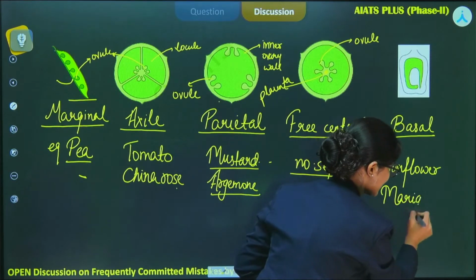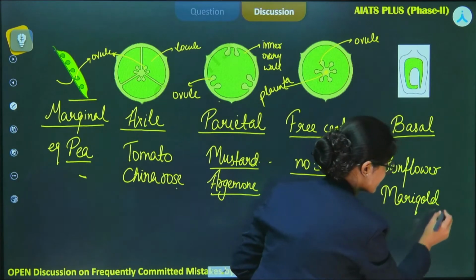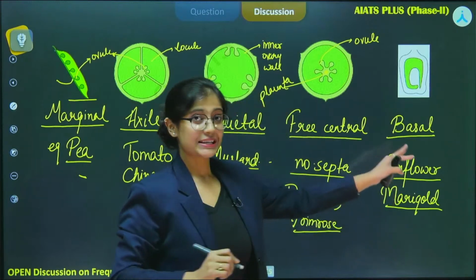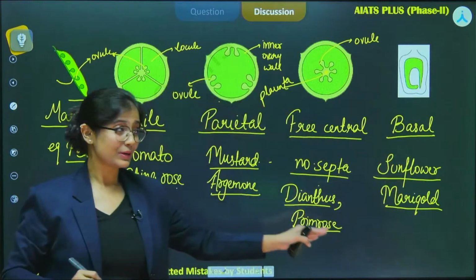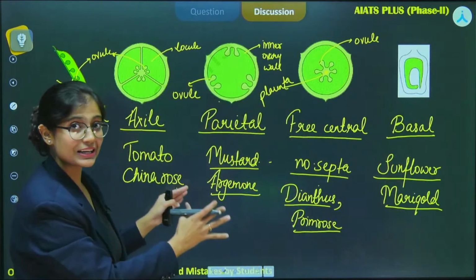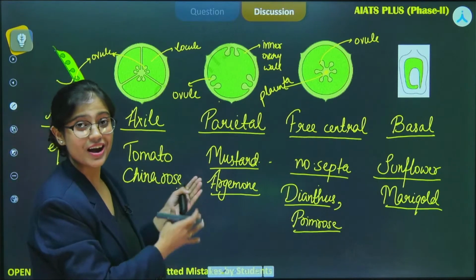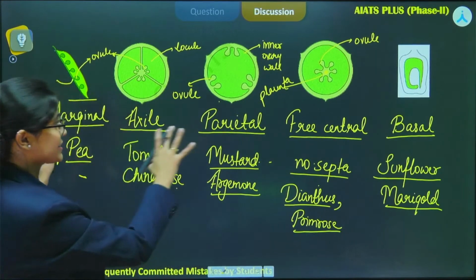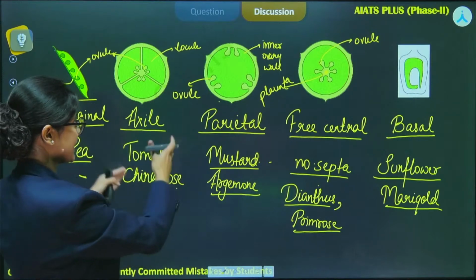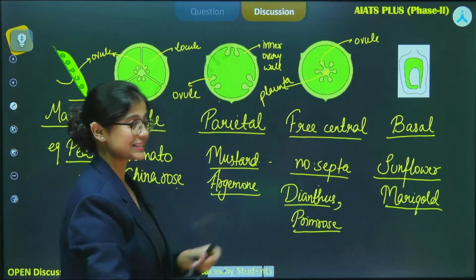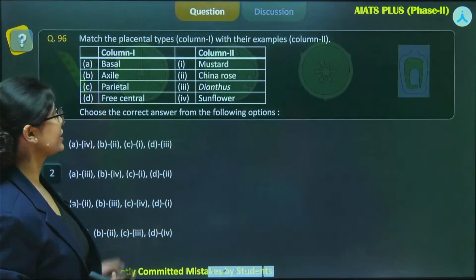So this is how we connect the concepts that I have told you, the names of the families to which all these types of placentation belong. So this is the complete picture, or we can say the difference between the different types of placentation. Now let's get back to the question.